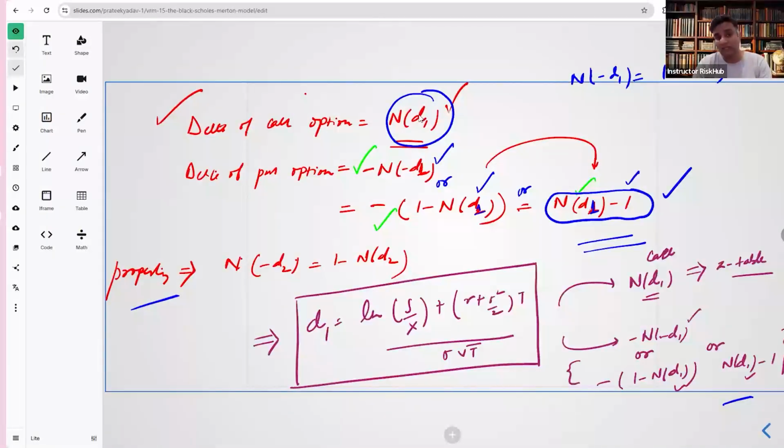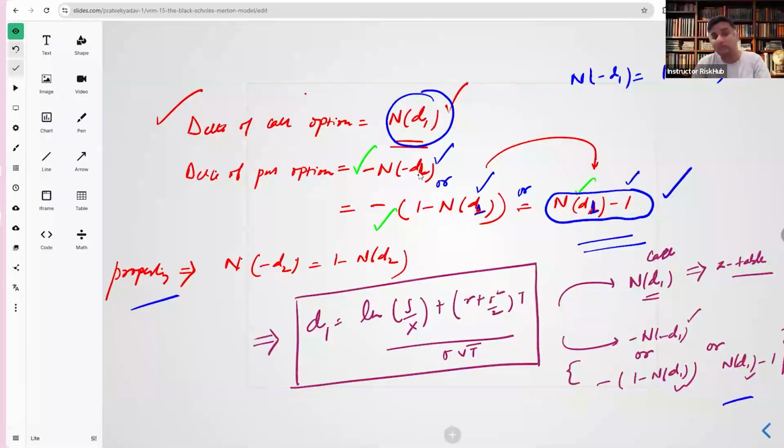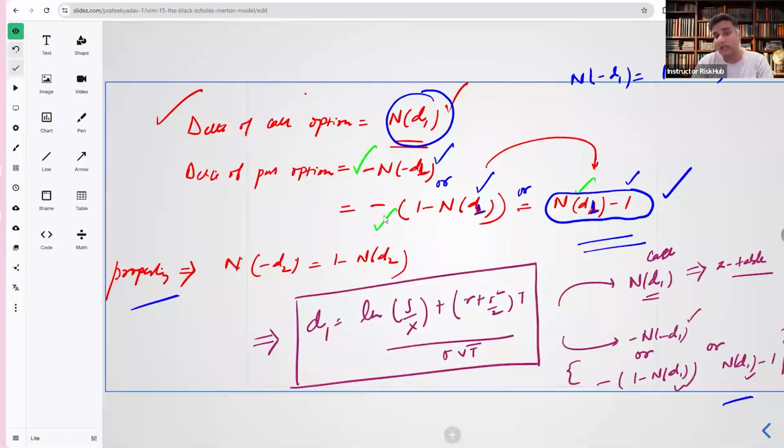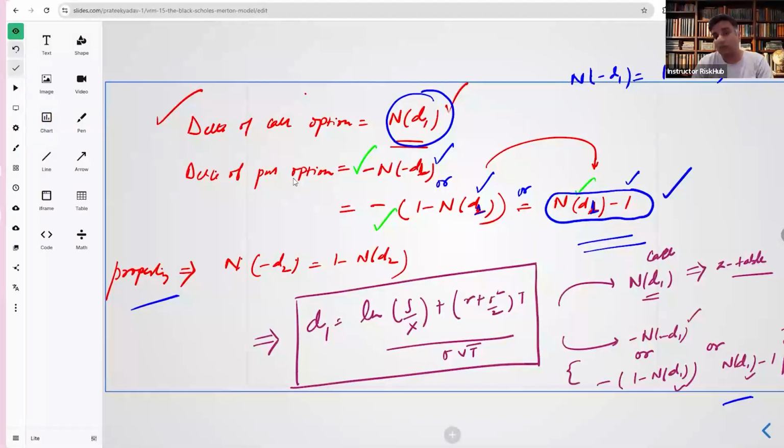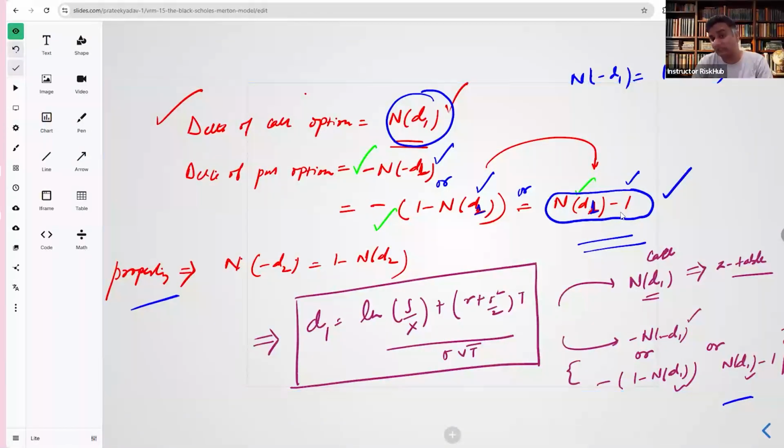Delta of call option, N(d1). Delta of put option, minus N(minus d1). N(minus d1) can be written as 1 minus N(d1). So minus, that becomes N(d1) minus 1, right? So delta of put option is N(d1) minus 1. This comes in the exam. They tell you to find out the delta of the put option.